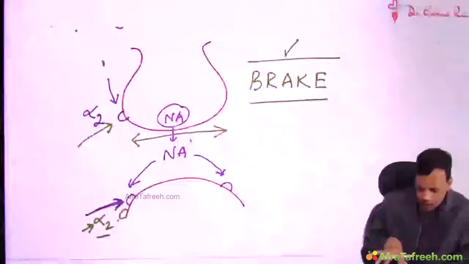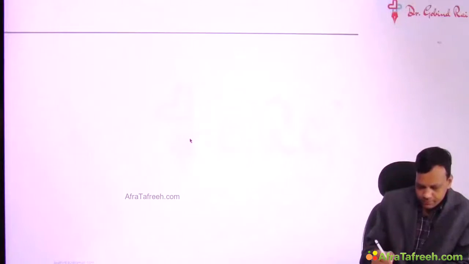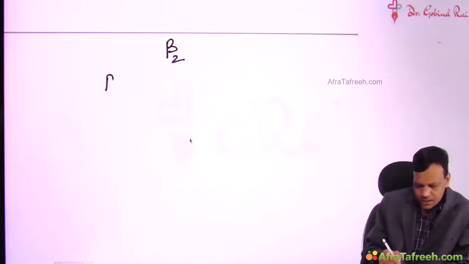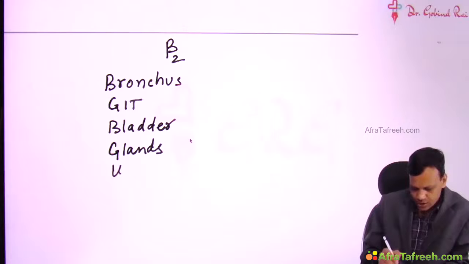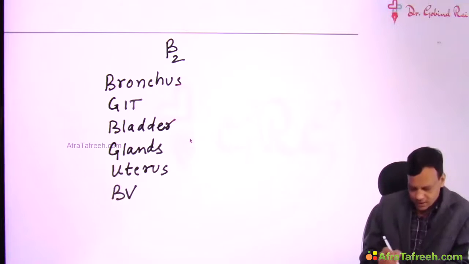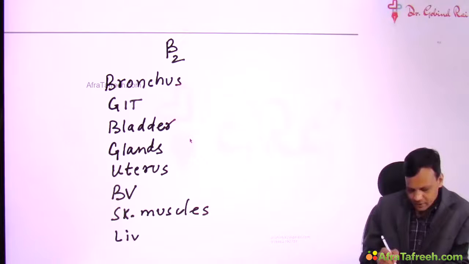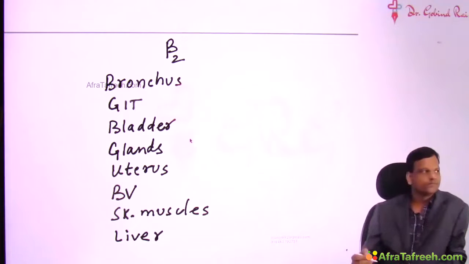So first we'll write the important locations where beta 2 is present. Beta 2 is present in the lungs, means bronchus. It is present in the GIT. It is present in the urinary bladder. It is present in the glands. It is present in the uterus. It is present in the blood vessels. It is present in the skeletal muscles. It is present in the liver. The important locations of beta 2 receptors.